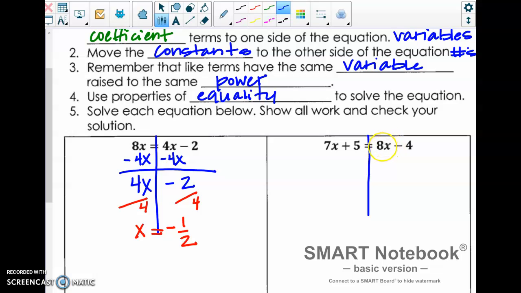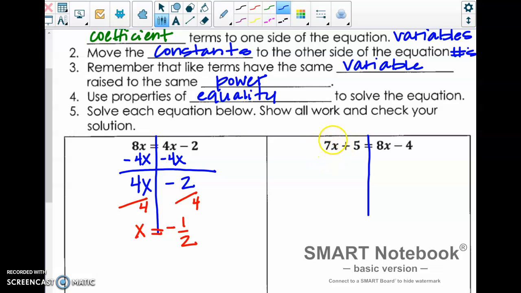You can get the right answer doing either of them, but it makes more sense to me if I'm going to be subtracting either 7x or 8x, it makes more sense to subtract the lower one. Otherwise, I'm dealing with negatives. If I do minus 8x, then I've got a negative x over here, and that's going to add a step. So it makes more sense to get rid of the lower coefficient.